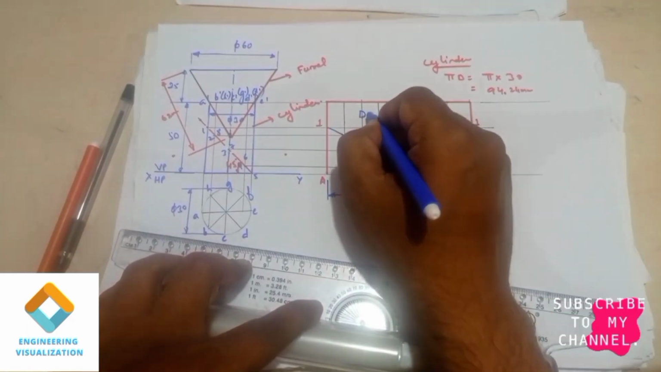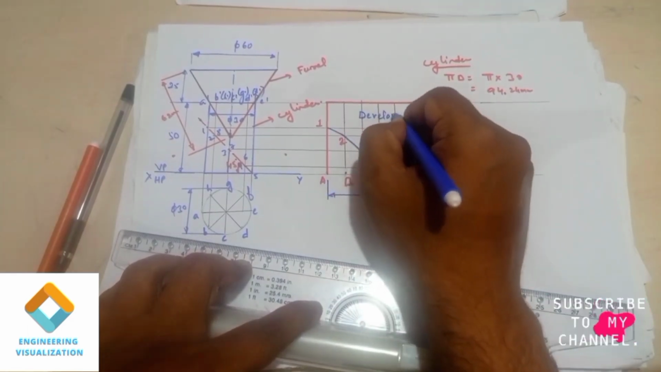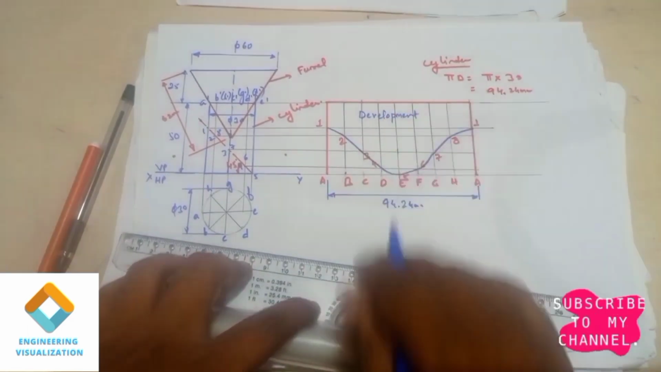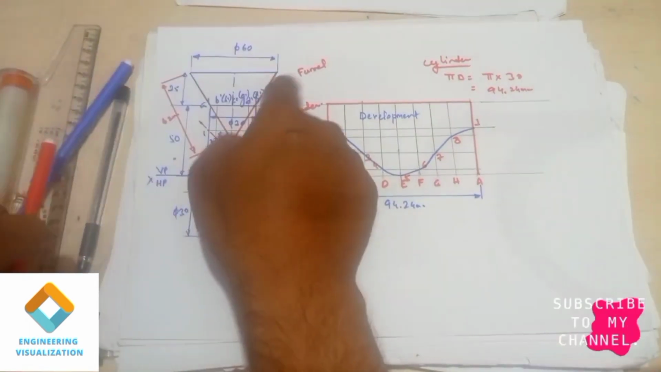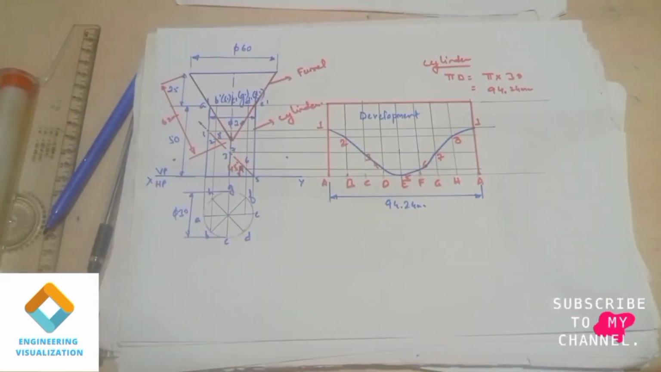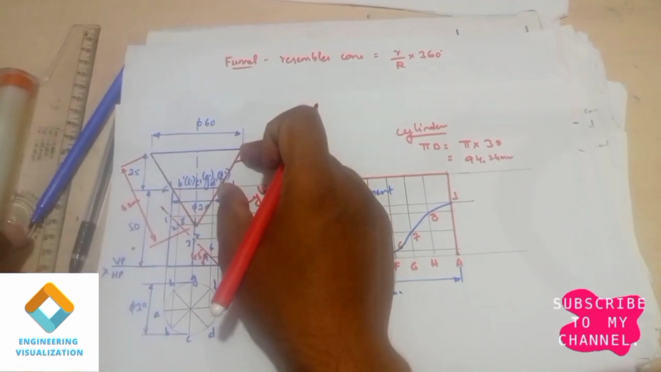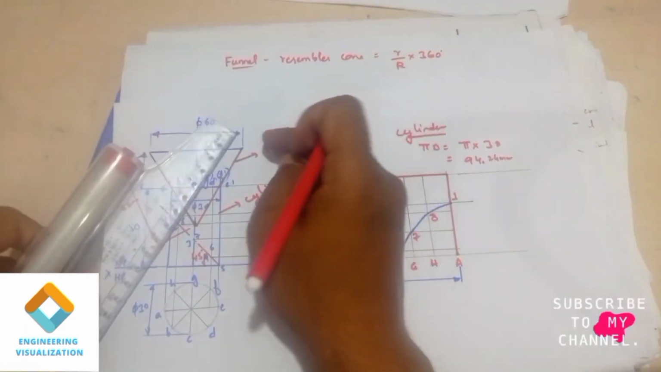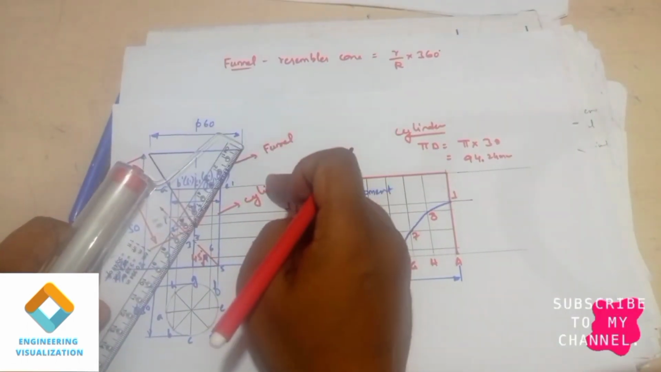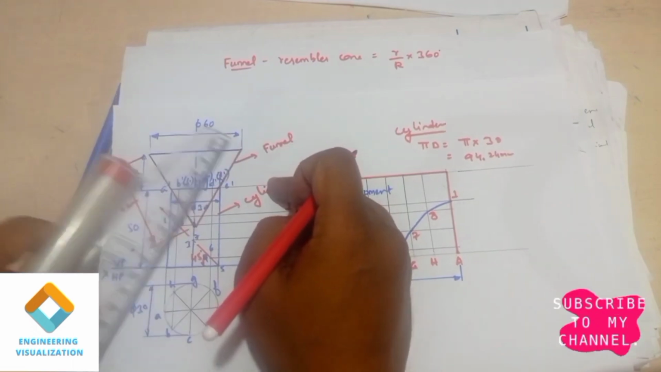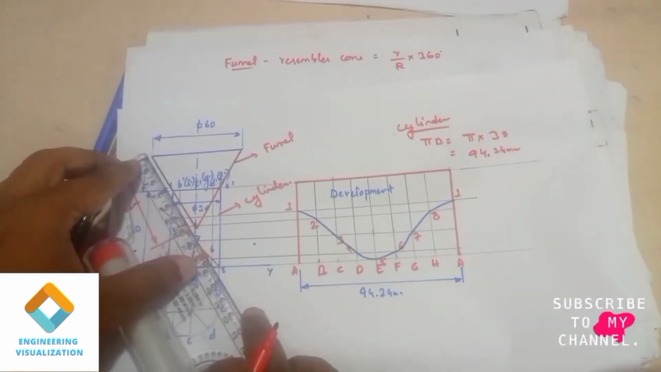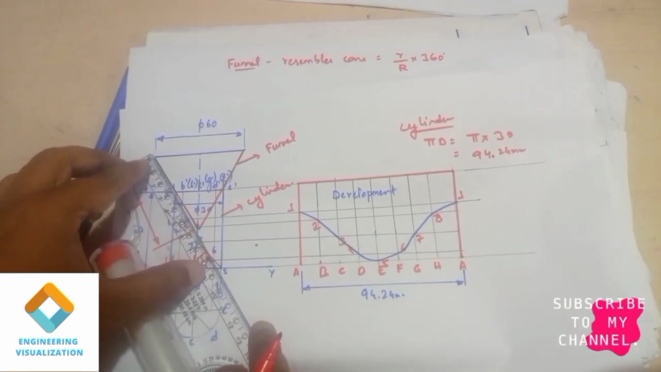So this is the development part. Development of this beveled cylinder, that is a cut portion of the cylinder. Now we need to construct the funnel. We will be constructing the funnel using the cone method. For this we have the formula. Funnel resembles the cone. We have the formula small r by capital R into 360 degrees to find the angle of inclination here. First I'll be finding this slanted edge length.